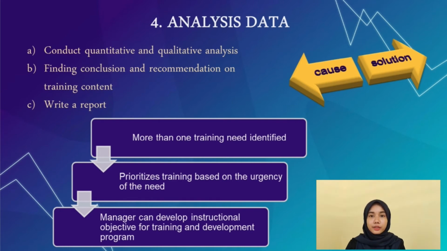In finding conclusions and recommendations on training content, it must relate to causes and solutions. Not all problems can be settled by doing training. If the performance gap is because of skill or knowledge, must do training. If employees are not motivated, the organization must give rewards. If related to the job environment, the organization must change their environment. If more than one training need is identified, the organization should prioritize training based on the urgency of the need, and the manager can develop instructional objectives for the training and development program.